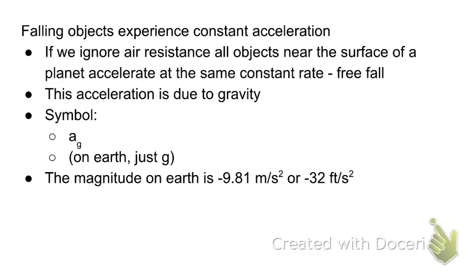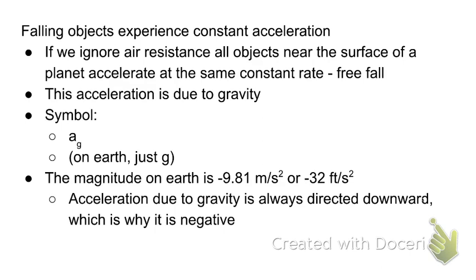What's the aiming? Acceleration. Oh, acceleration. Yep. And on Earth, the magnitude of acceleration is negative 9.81 meters per second squared, or if you want it in feet per second squared, there that is too, but we're going to be using the meters per second squared version.